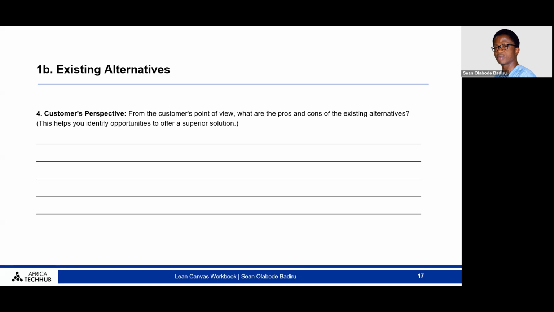Now, number 4, from the customer's point of view, what are the pros and cons of existing alternatives? Manual timesheets, what are the pros and cons? The high-end QuickBooks, what are the pros and cons? I think manual timesheets are low cost, but very time consuming, and they are prone to errors. Real errors, human error, or should I say deliberate error? That is manipulation, fraud, that type of thing.